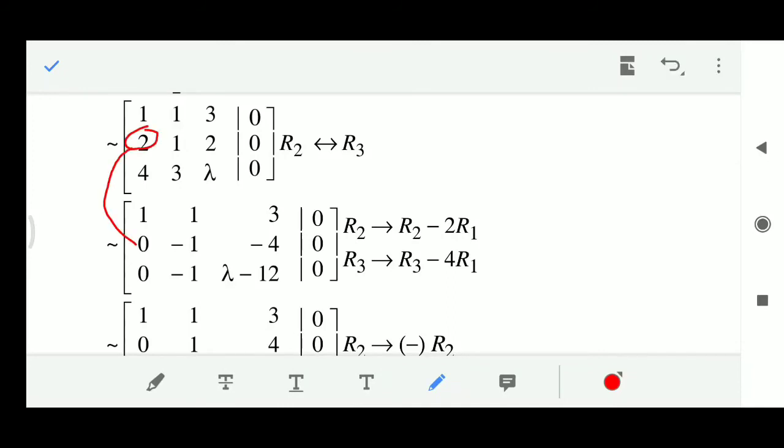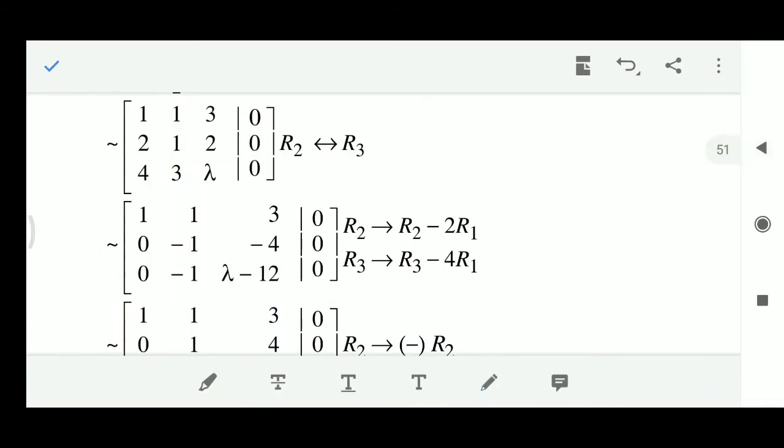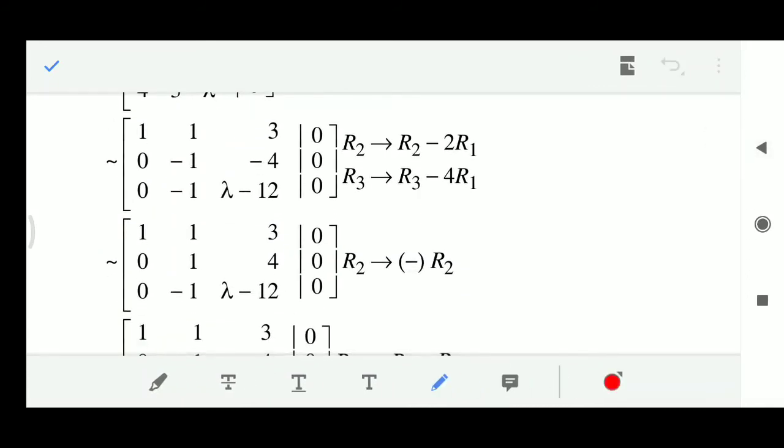Then the transformation is R2 implies R2 minus 2 times R1, because in the second row first column we have 2. So if we subtract, we get the answer as 0, minus 1, minus 4, 0, like that. Third row, R3 implies R3 minus 4 times R1. Multiplying the R1 with minus 4 and adding, you will get 0, minus 1, lambda minus 12, 0. Then look at the third row second number, which is minus 1. In the row 2 also we have minus 1.